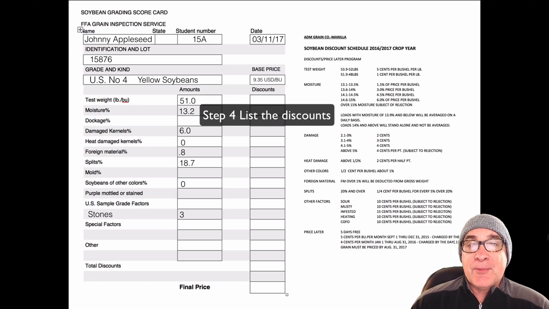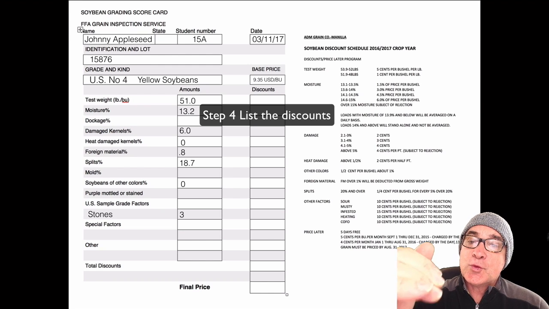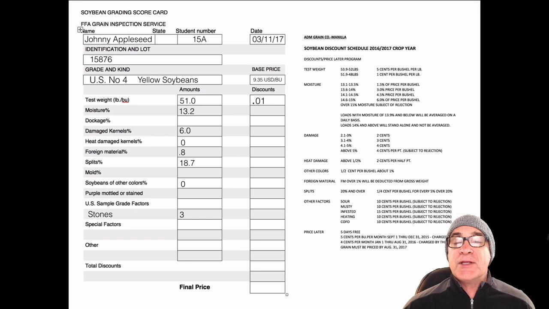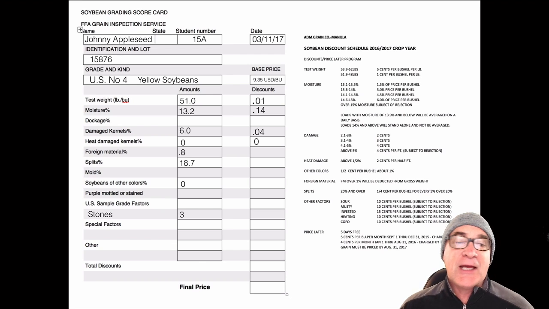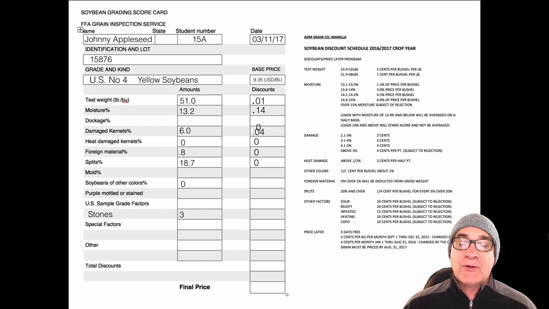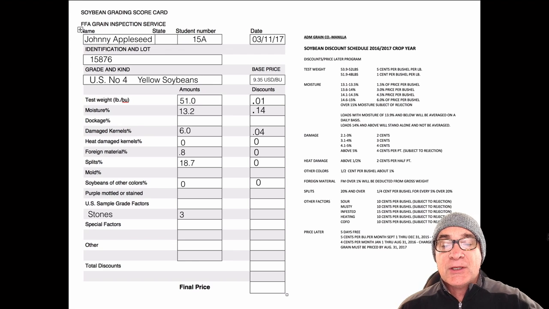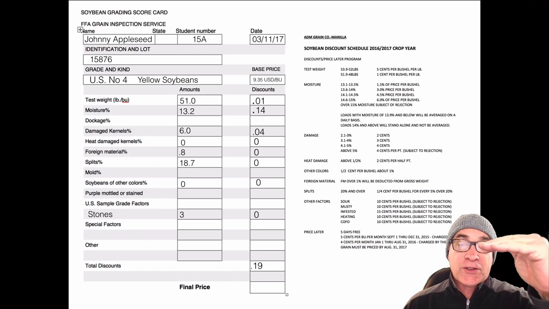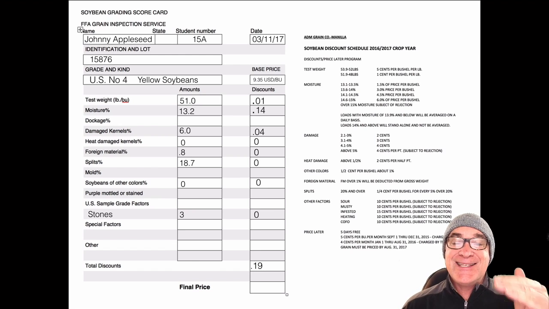The fourth step is to put the discounts. All you have to do is read what each of those are, and when they fall in the range, you either take the percentage off or just the cents amount. For instance, on the test weight, it's 1 cent, and then, of course, moisture is 14 cents, and so on. We just keep on putting down what those discounts are. If there's zeros, please make sure you put those. And then you add up the total of the discounts. In this case, it's 19 cents.